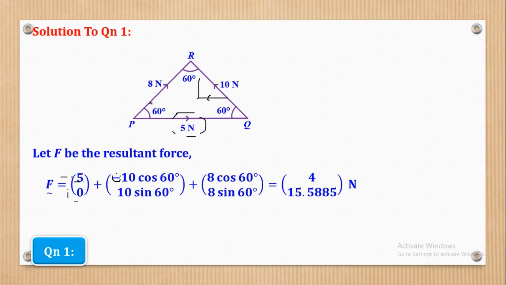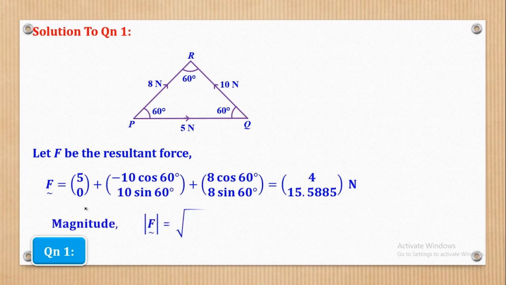When you come to the 8, the horizontal component is to the right. That's why here it is positive 8 cos 60, and the vertical component is upwards, that's why it is still positive 8 sine 60. Now when I add 5 plus negative 10 cos 60 plus 8 cos 60, I come up with 4. And when I add 0 plus 10 sine 60 plus 8 sine 60 degrees, I come up with 15.5885.